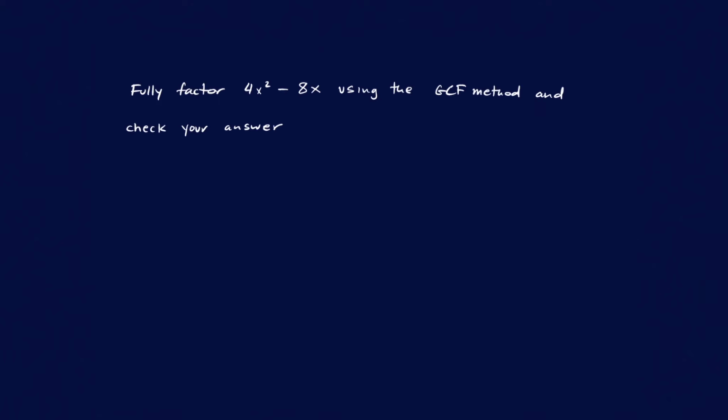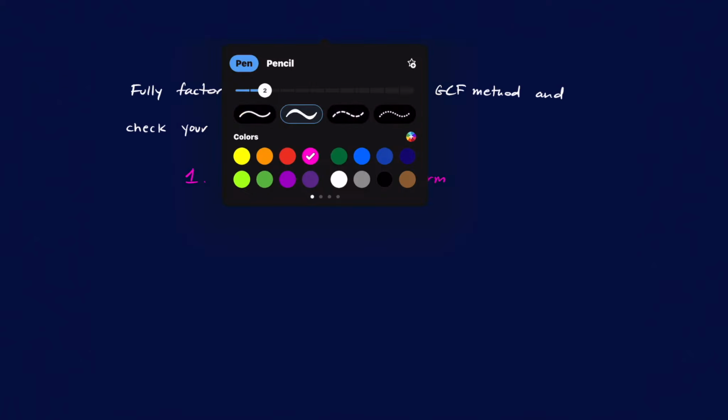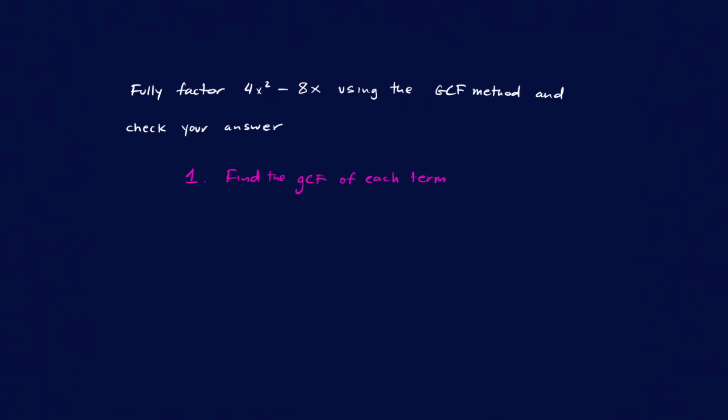So now we want to factor 4x squared minus 8x. And the first step is to find the greatest common factor of each term. So the first step to doing that is to find the greatest common factor of each coefficient. So the coefficients here are 4 and 8, right? Because we have 4x squared minus 8x.